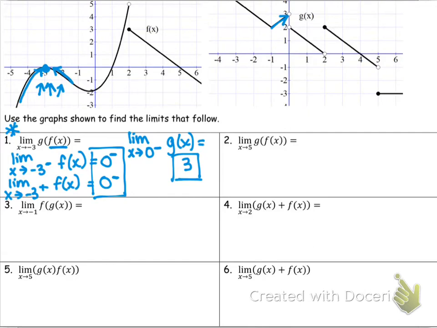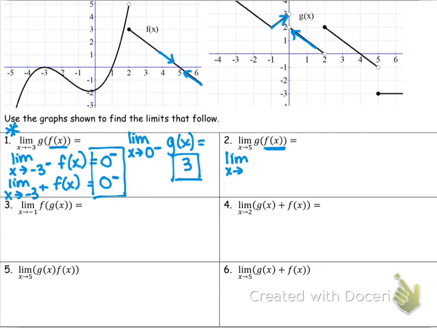Okay, let's see if number 2 is tricky like that. I can't remember. Okay, so let's look at the graphs first, and then if we need to show our one-sided limits, we will. So we're going to take the limit as x approaches 5 of f of x. Okay, so that's 0. And then again, we look at the second graph, and our limit doesn't exist. So yeah, let's go ahead and find our left and right-hand limits.